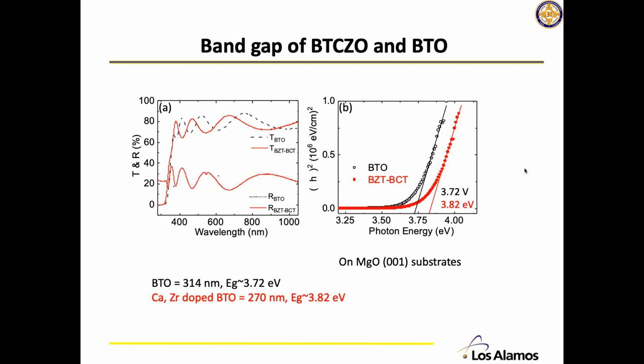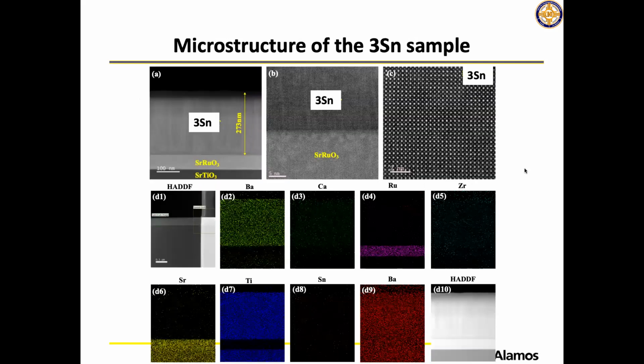Of course, we did a little bit more, like band gap measurements. It shows that the calcium zirconium doped material has a very similar band gap compared to BTO, slightly higher. That means these films have a band gap relatively similar to BTO. Then we use these parameters to grow the tin doped materials. And here is the 3% tin doped STEM image. You can see that the film still shows very good quality with a sharp interface. And we did the EDX mapping, and the elements are most likely uniformly distributed, confirming the film quality.